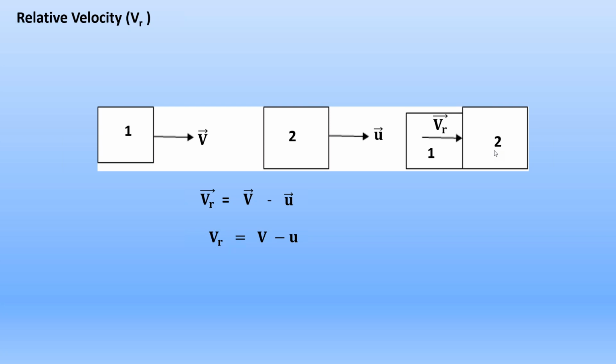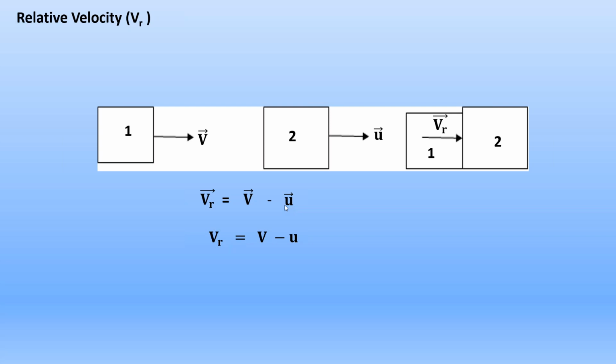So, in the diagram, the first body is in moving condition. The second body is also in moving condition. Since the two bodies are moving, the first body strikes the second body with the velocity VR bar, called the relative velocity of the first body with respect to the second body. VR bar is equal to V bar minus U bar: the absolute velocity of the first body minus the absolute velocity of the second body.